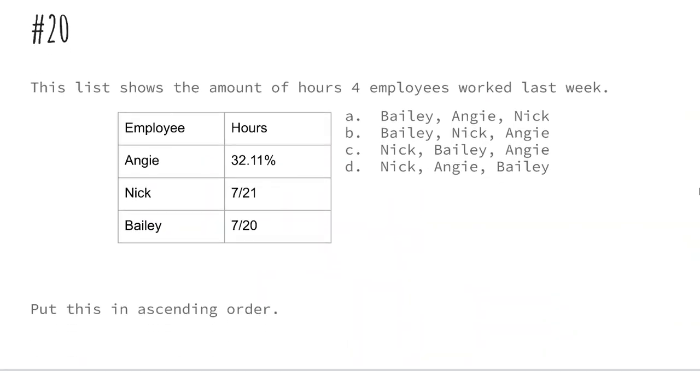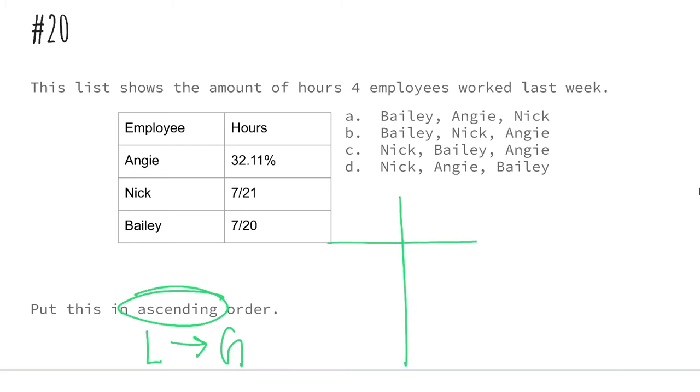Okay, 20. The list shows the amount of hours 4 employees worked last night. And once it's put in ascending order, ascending means we're going up. We're ascending into the sky. So we're going from little bitty numbers to big old fat numbers, so least to greatest. And remember, when I'm comparing, I've got to get these in the same form. So all fractions, or all decimals.